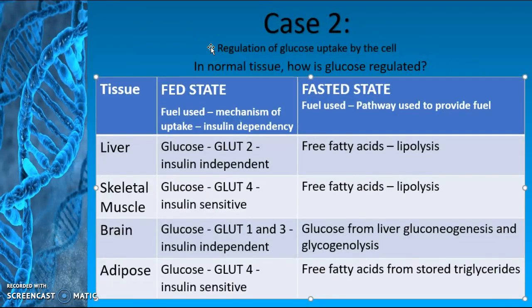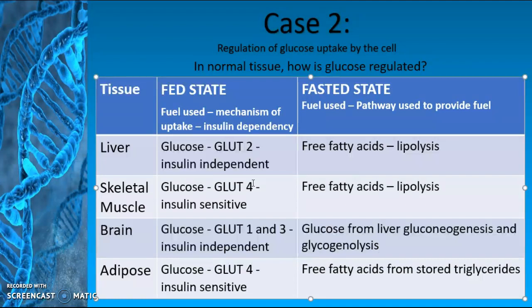First, we were asked how glucose uptake is regulated in the liver, skeletal muscle, brain, and adipose tissue. Starting with the fed state, we see that the liver uses glucose, which is taken up by glucose transporter 2. The uptake of glucose in the liver is insulin independent. The skeletal muscle uses glucose, which is taken up by glucose transporter 4. The uptake of glucose in the skeletal muscles is insulin sensitive.